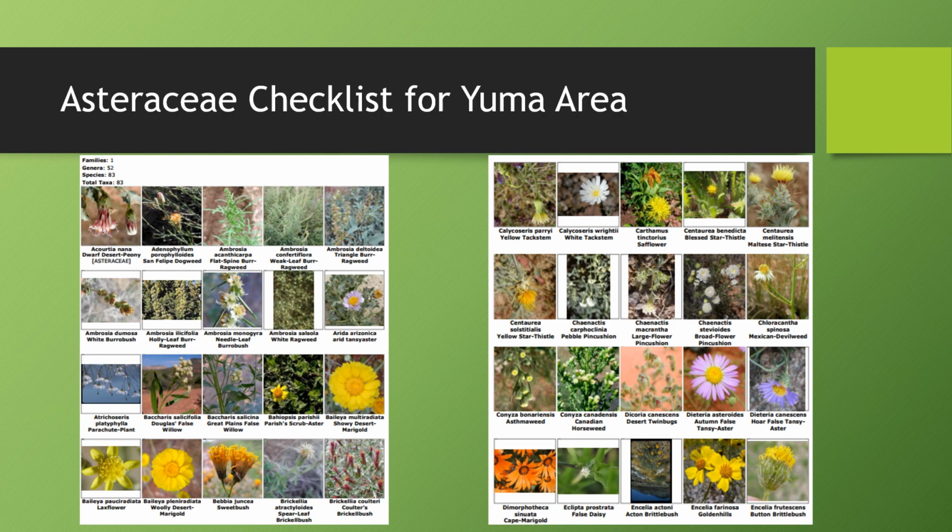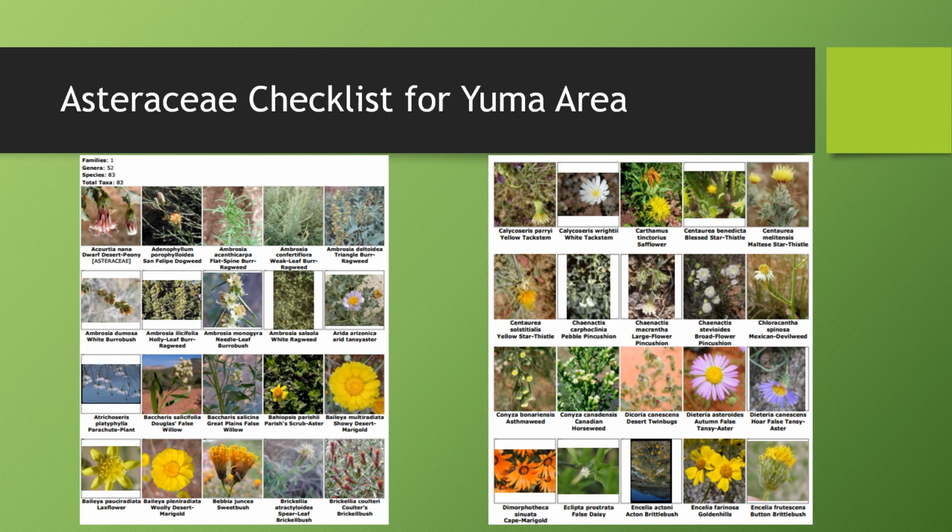So using SciNet, here is a checklist of what members of the sunflower family are in the area of Yuma. I did a 30-mile radius around Yuma and came up with 83 species that could possibly occur. And you can see right here some of the variety. I'm looking at this purple flower down in the second page, in the lower right corner. You can see it, the purple ray flowers and yellow disc flowers.